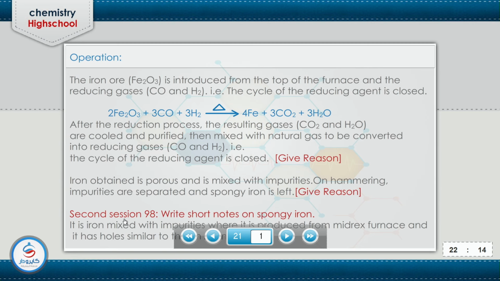The question in section 98: write short notes on spongy iron. It's iron mixed with impurities, produced in the Midrex furnace, and it has holes similar to those in a sponge.